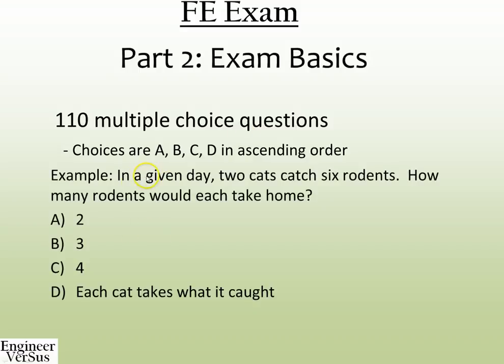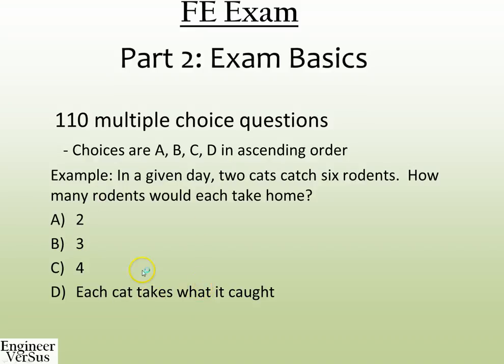So, for an example, in a given day, two cats catch six rodents. How many rodents would each take home? You might see two, three, four. You see how these are in ascending order. This might be five, but hey, this answer says each cat takes what it caught.